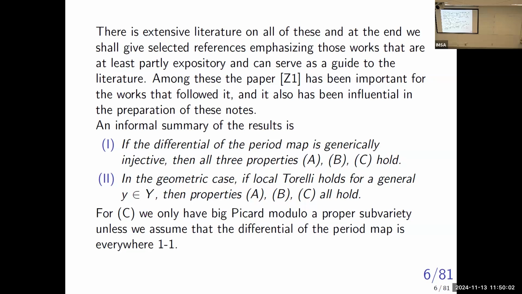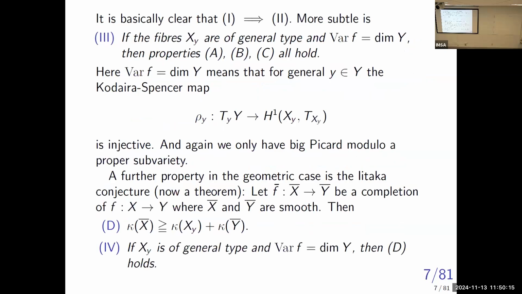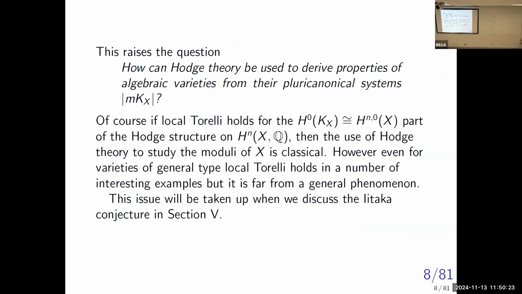You see, we only have the big Picard theorem modulo a proper subvariety. So I think it's basically clear that one implies two in the previous slide.